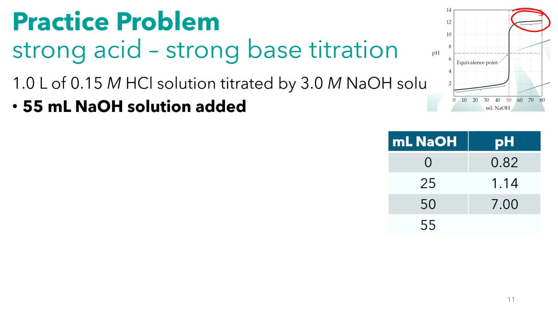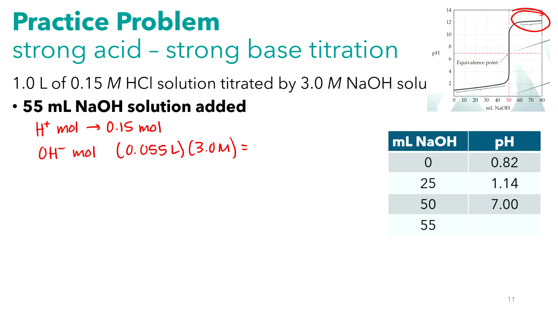We are adding in OH minus, and there's no H plus left to neutralize it. All right, so let's do that again. We're now at 55 mils. We're still working with an H plus moles of that 0.15 of our original 1 liter of HCl. Okay, but now we're adding in 0.055 liters of 3 molar, and that's 0.165 moles of OH minus. So those are the numbers I'm going to now take and put in my CA table.